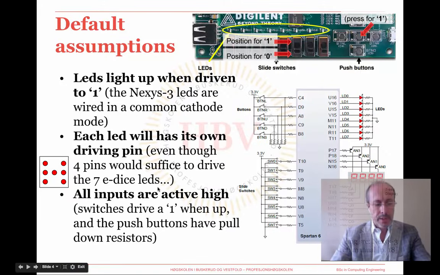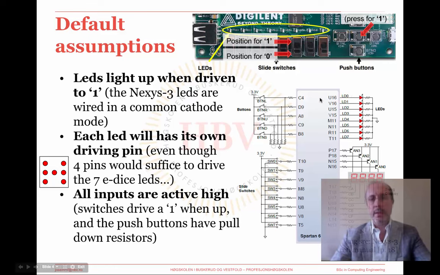You should notice that the wiring in the Nexus 3 board defines some basic default assumptions that you should keep in mind. The first of them is that the board LEDs are connected in a common cathode mode, as you can see here on the right of this slide, meaning that to light up an LED, we must drive a logic 1 to the corresponding pin.